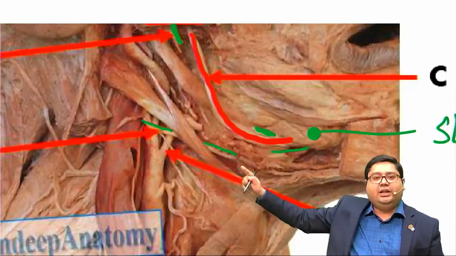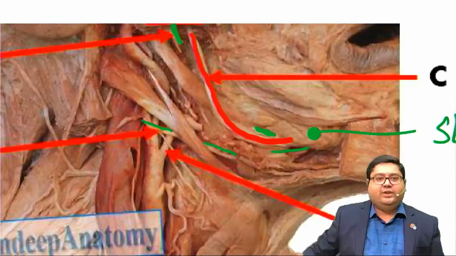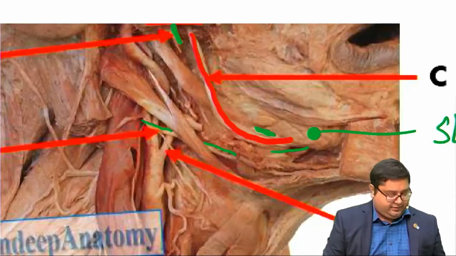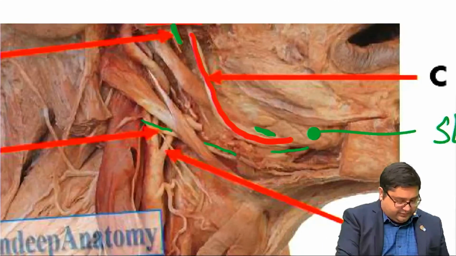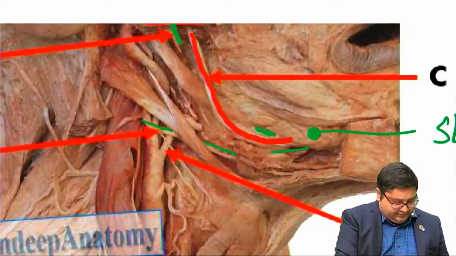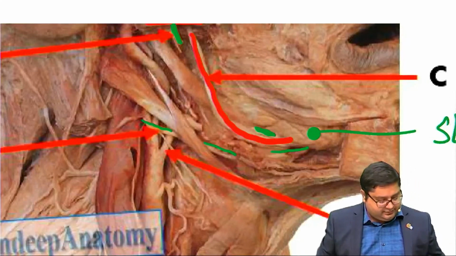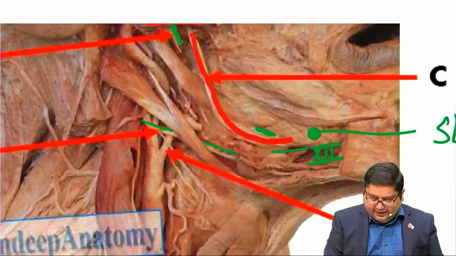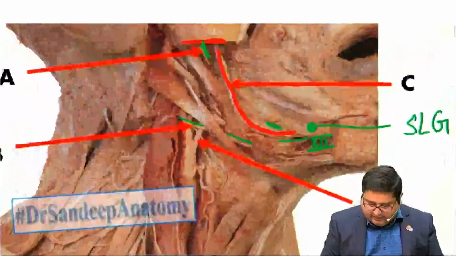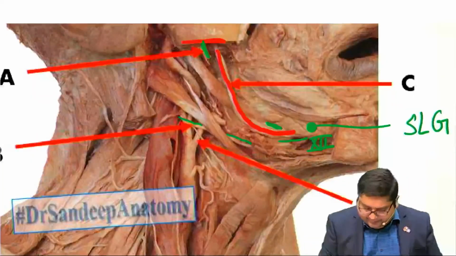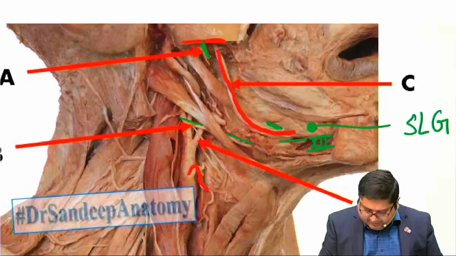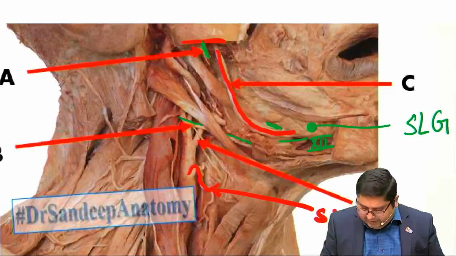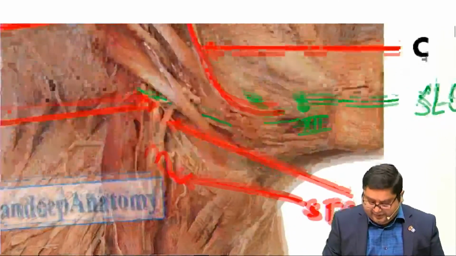What is this nerve? Can you make a guess over here? What is this structure? Yes, dear friends. This is the hypoglossal nerve. Making sense? This is the hypoglossal nerve over here. And here you can see the artery. This trunk is the artery. This artery is the superior thyroid artery.